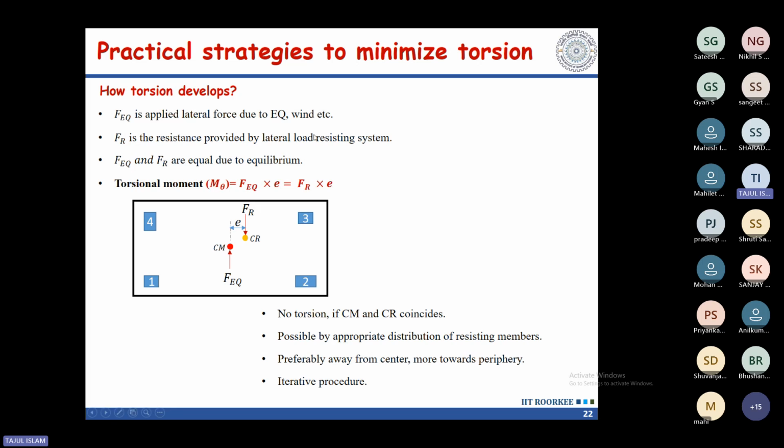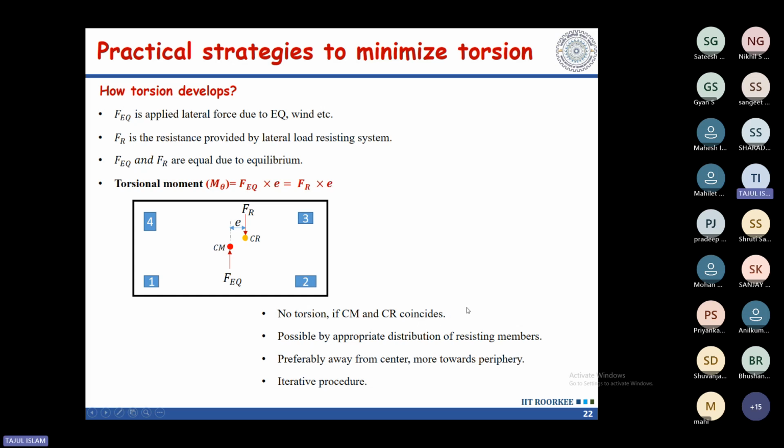Now if you want to eliminate this rotation, what you have to do is bring the center of mass and the center of rigidity as close to each other as possible. If you are reducing the distance, the rotational moment quantity will be reduced. So try to bring both the centers as close to each other as possible. If the center of mass and center of rigidity coincide, there will be no torsion.